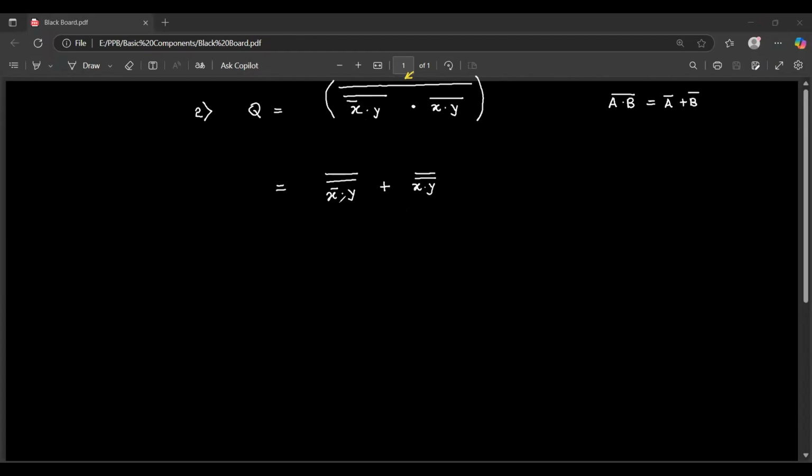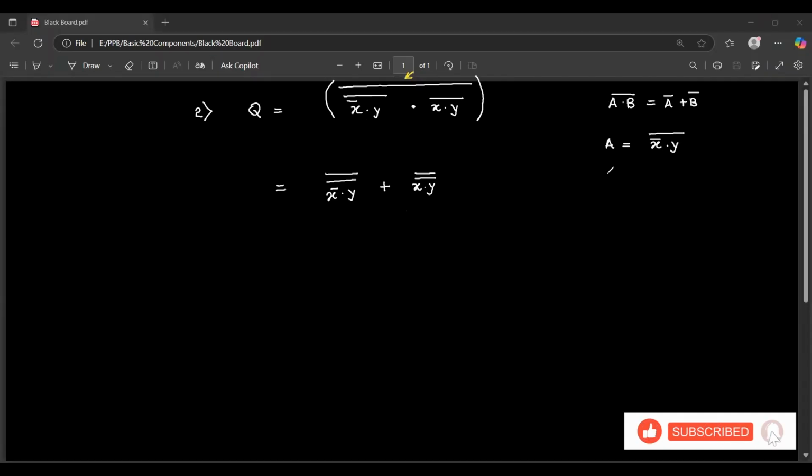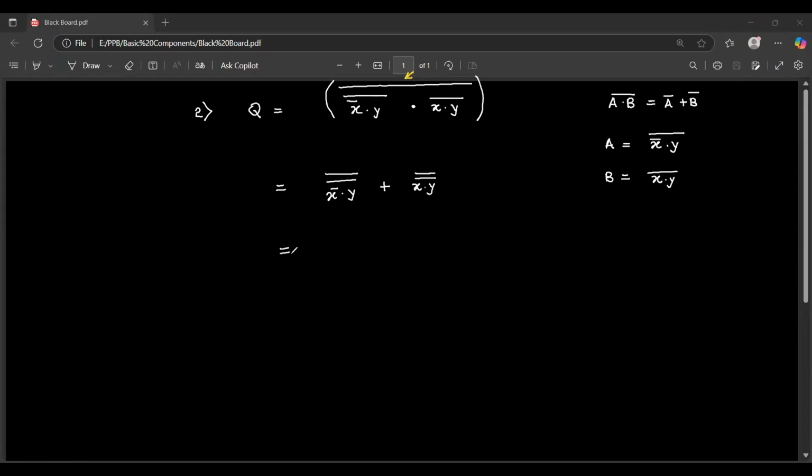Okay, in this case, a is actually equal to (x bar dot y) whole thing bar, and b is equal to (x dot y) whole thing bar. That's why when we put another bar over these signals, it looks like this. And according to the double inverse law or double complement law, we can cut these two bars. So you will get x bar dot y plus x dot y.